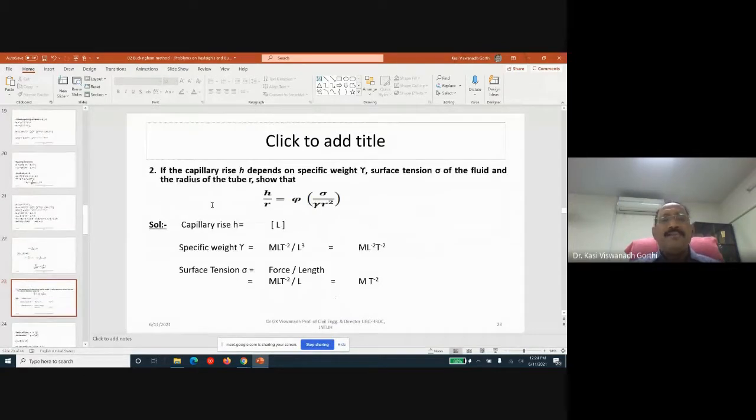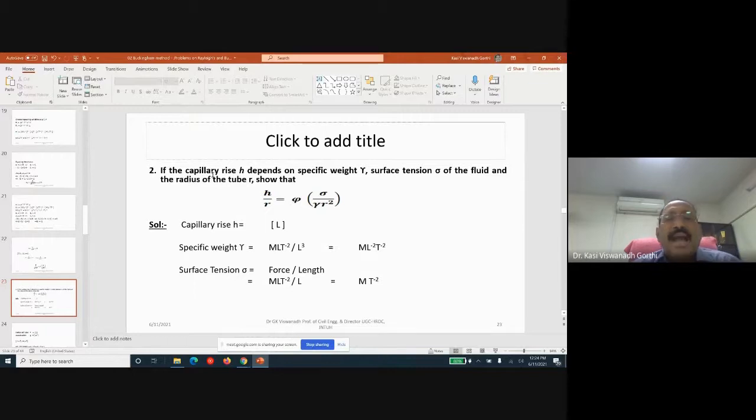One more problem, let us see. If the capillary rise H depends on the specific weight gamma, surface tension sigma of the fluid, and the radius of the tube R, which is small, show that H by R is equal to psi, also a functional relationship, psi of sigma by gamma R square.